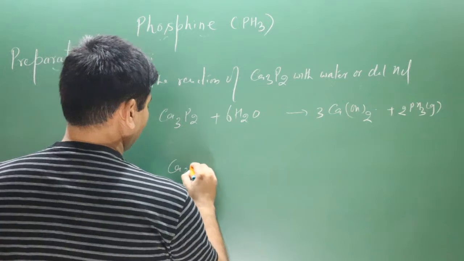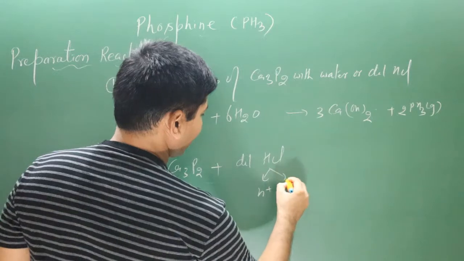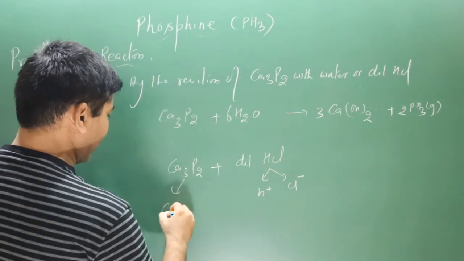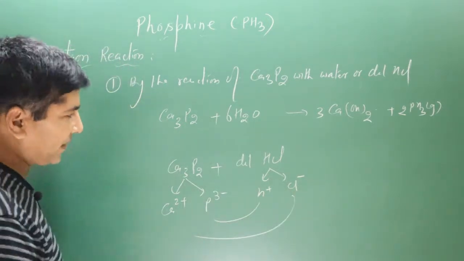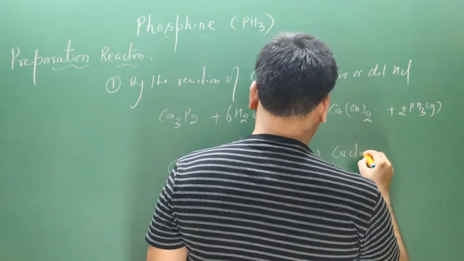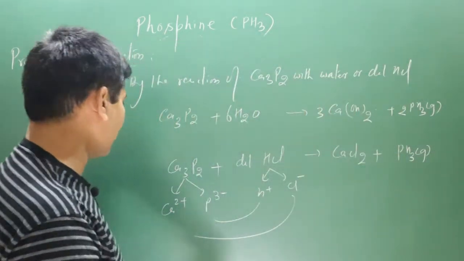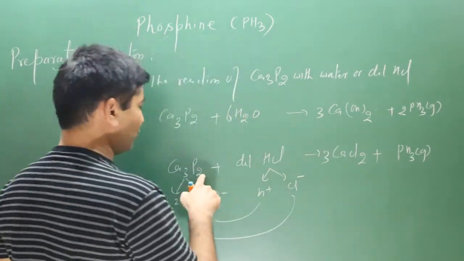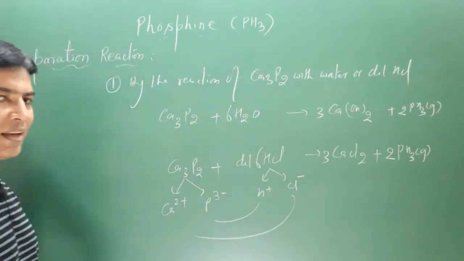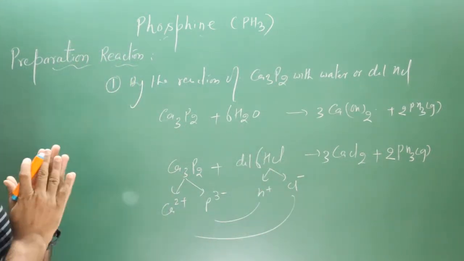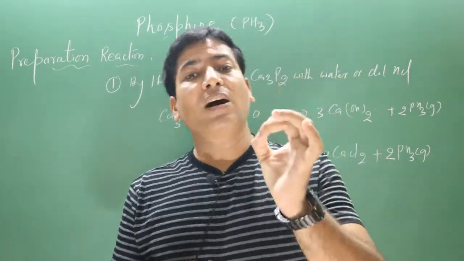We have calcium phosphide reacting with dilute HCl. HCl will give us H plus ion as well as Cl minus ion. Calcium phosphide again gives us calcium ion as well as phosphide ion. Positive negative attraction is there. Products: we form calcium chloride and phosphine gas. Balance this equation. 3 calcium multiplied by 3, 2 phosphorus multiplied by 2, 3 times 2 is 6 Cl, so HCl is multiplied by 6. The equation is balanced. This preparation reaction plays a significant role when we talk about the application of phosphine gas.